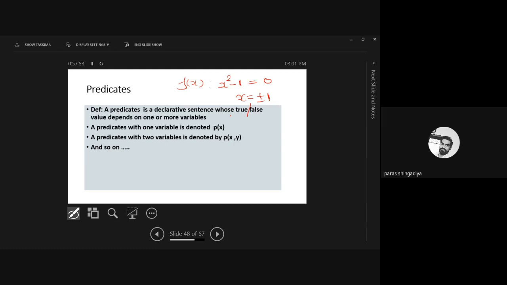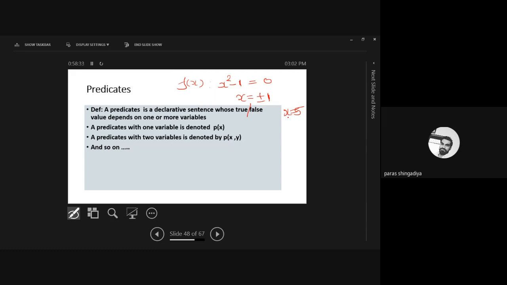So that is one declarative sentence: x square minus 1 is equal to 0. Okay, that is one declarative sentence, a declarative equation. Clear? So for which value of x is the function satisfied? Plus or minus 1. So plus or minus 1 is called the truth value of this equation. And if I put x equal to 5, 6, 7, 8, any one value, can you make the answer 0? Put x equal to 5 in this equation, it is not satisfied.